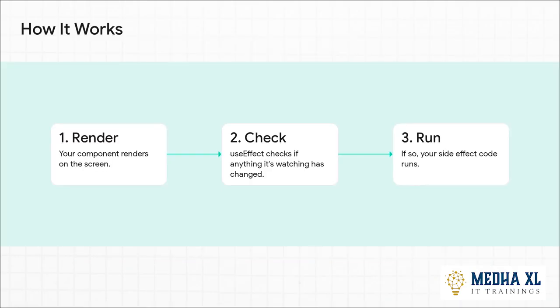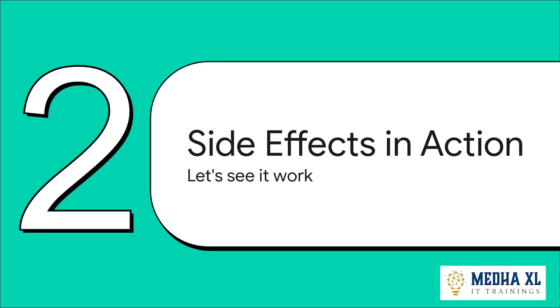So what does that actually look like in practice? It's basically a little three-step dance. First, your component renders, and boom, it's on the screen. Then, right after that happens, React taps useEffect on the shoulder and says, hey, time to check your watch list. If anything on that list has changed, or if it's the very first time, then step 3 kicks in. Your side effect code runs. Simple as that.